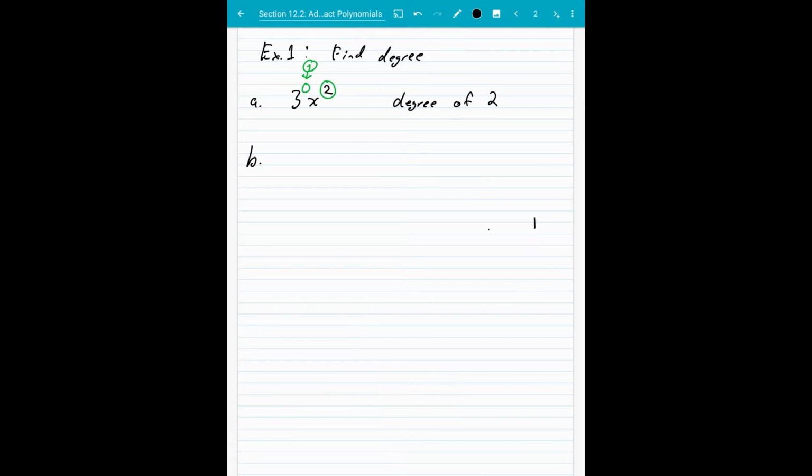If I have B, this one is negative 2 to the third x to the 5th power.